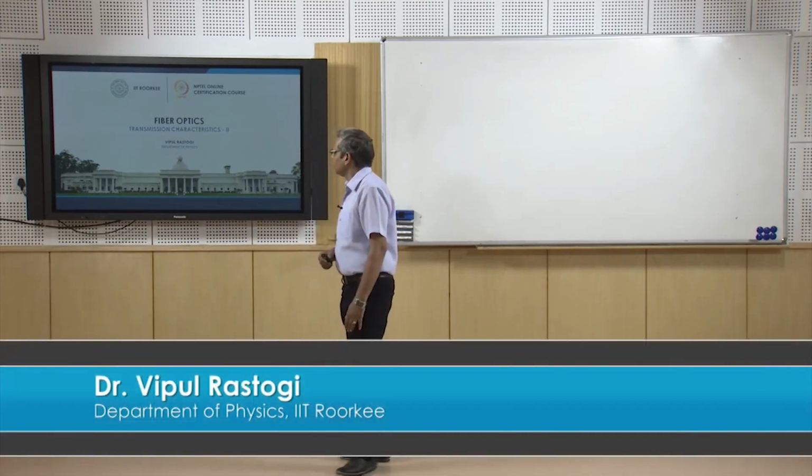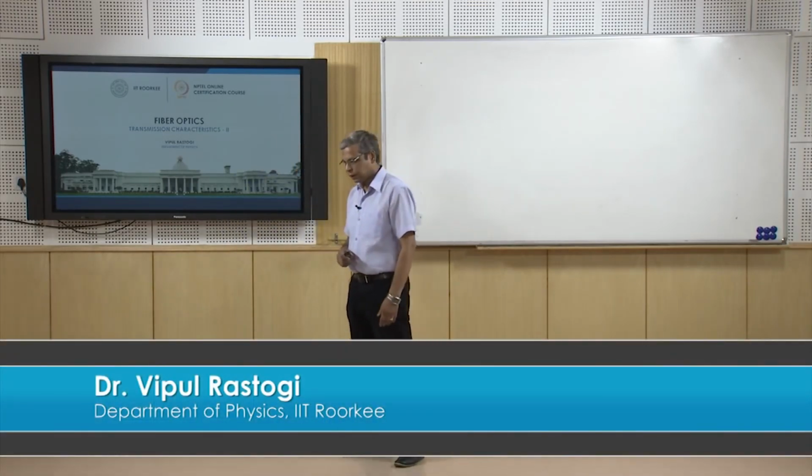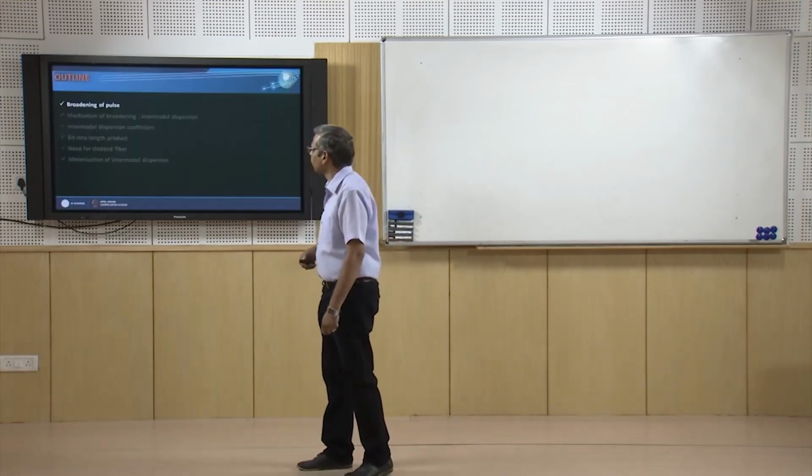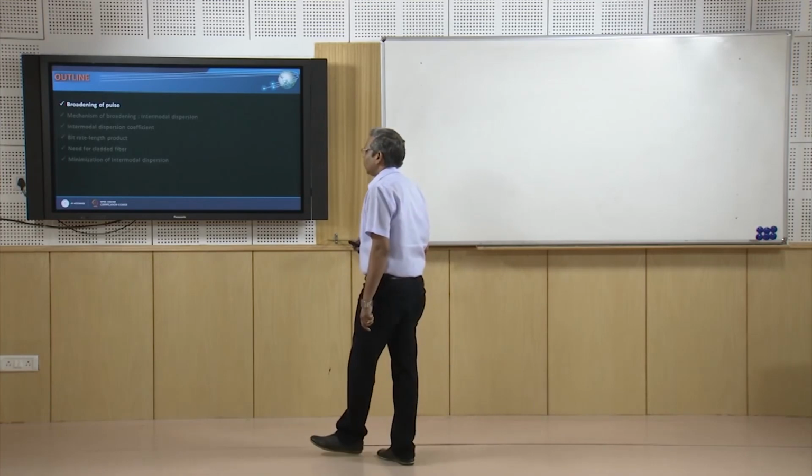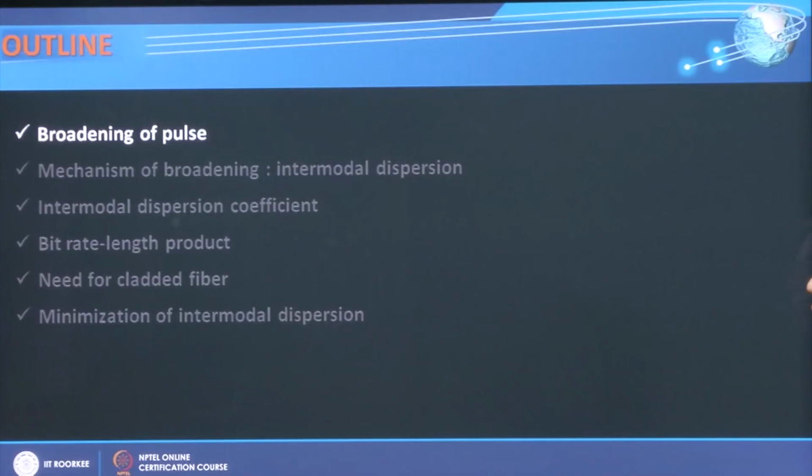In the last lecture, we had seen that when optical pulses propagate through optical fiber, then they attenuate. I had also mentioned that they broaden. In this lecture, we are going to see how the pulses are broadened in an optical fiber and in particular in a multimode fiber. So, we are going to look at broadening of pulses. Why do they broaden? Mechanism of broadening.